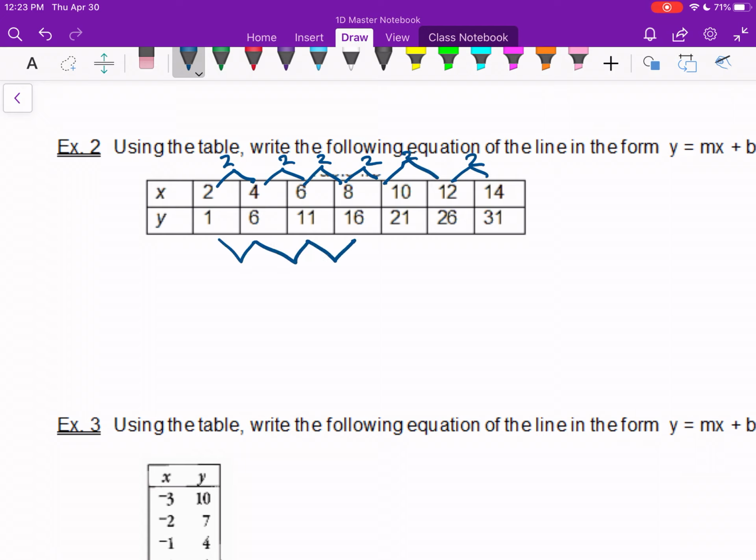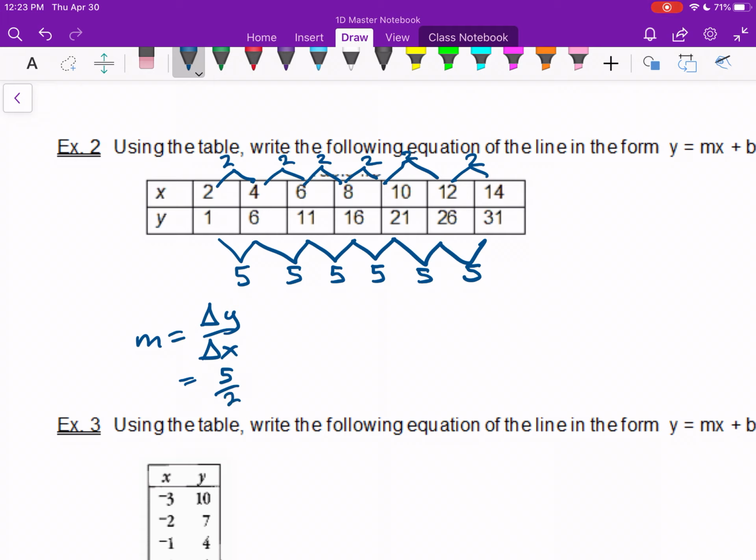The y's, the first differences, are going up by 5 each time. 11 to 16 is up by 5. 26 to 31 is up by 5. m is equal to change in y over change in x, which equals 5 over 2. And I could write that as 2.5, but I don't need to. So here's my slope.